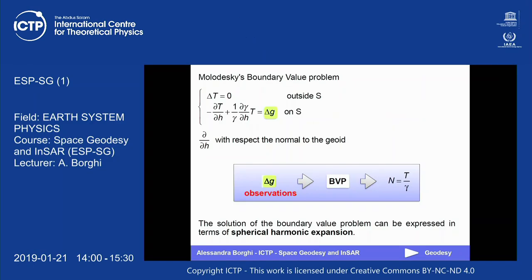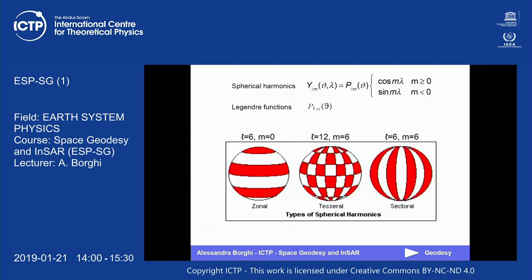spherical harmonic expansion. So spherical harmonics are given by this function, where we have the Legendre function given by two parameters, degree and order, and we have some classical representation. So the spherical harmonic is given by the Legendre function multiplied by cosine or sine, depending on the parameter m, the order that we are using. And we have different representations. It's like a discretization of our field. And the resolution of this discretization depends on the maximum degree L and order M of this expansion.